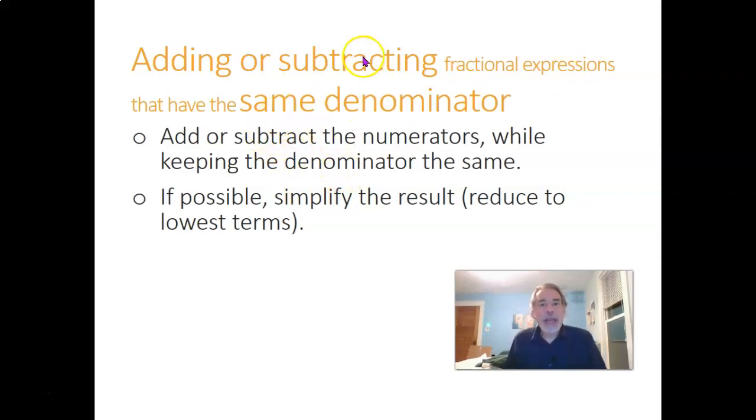So when you're adding or subtracting fractional expressions that have the same denominator, add or subtract the numerators while keeping that denominator the same. And then once you've done that, sometimes it might be possible to simplify the result, reduce it to lowest terms. So if you can, you want to do that. But otherwise, it's just a matter of adding or subtracting the numerators and keeping that same denominator.